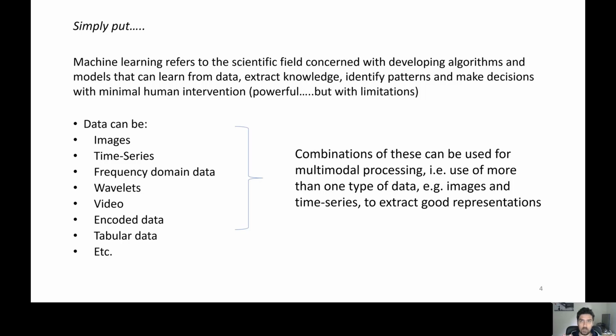So you don't have to think that if we are using medical images, then we cannot use other types of data that might describe or give additional information for the problem that we're trying to solve. Okay, so that is one of them.